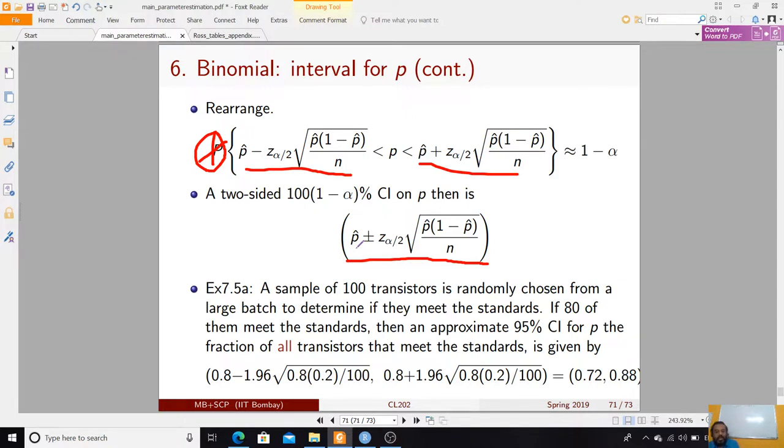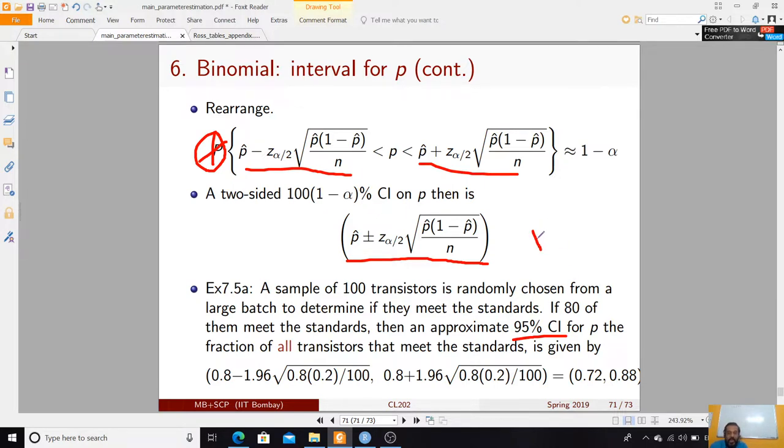So let's look at an example quickly. You have a sample of 100 transistors randomly chosen from a large batch to determine if they meet the standards. So now there are only two options. Each transistor you choose, you say it meets the standard or it doesn't meet the standard. So it is an example of a Bernoulli trial. And now you have 100 such variables and each transistor is chosen randomly. So you will make the assumption that each of these Bernoulli variables are independent of each other. And so if 80 of them meet the standards, then you want to be able to make a 95% confidence interval. Okay. So you know that p hat is 80 out of 100.